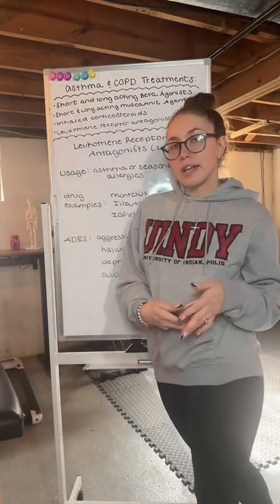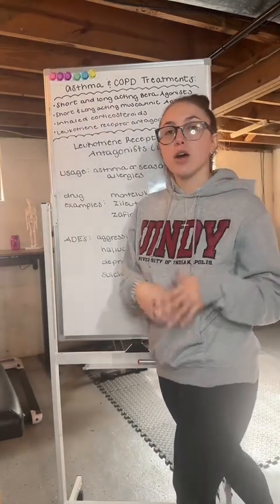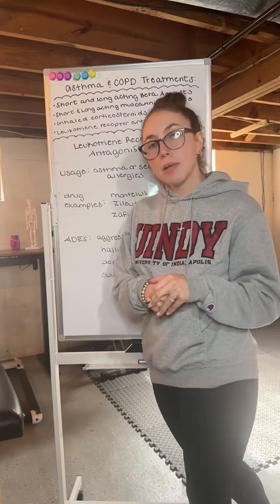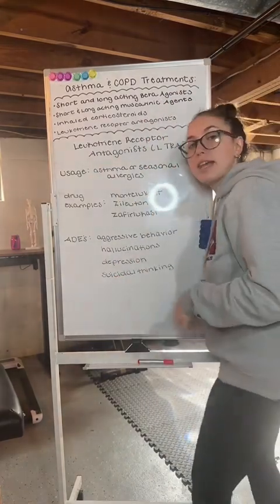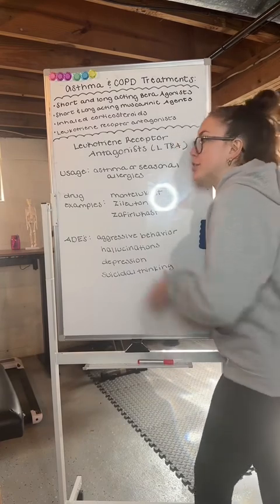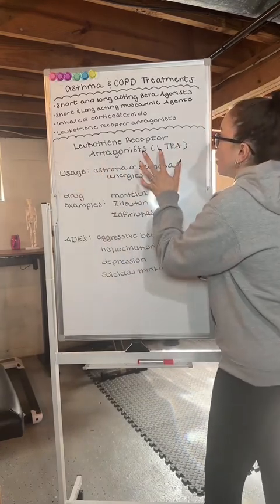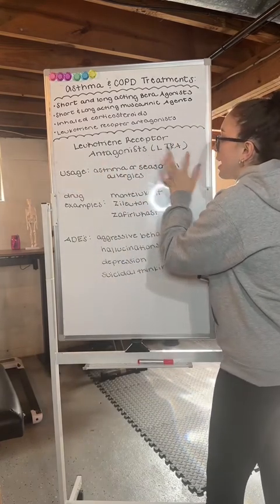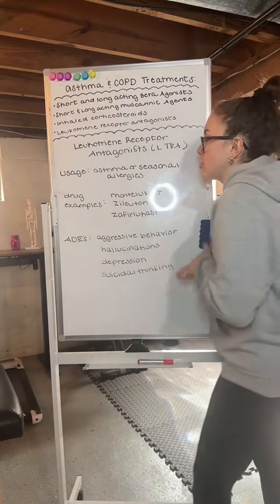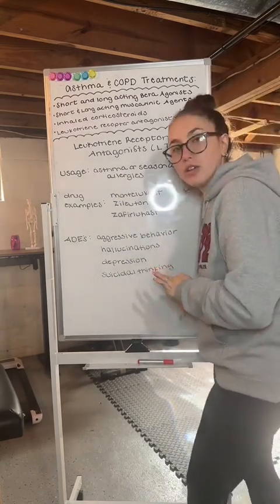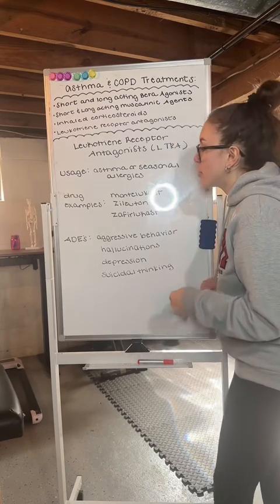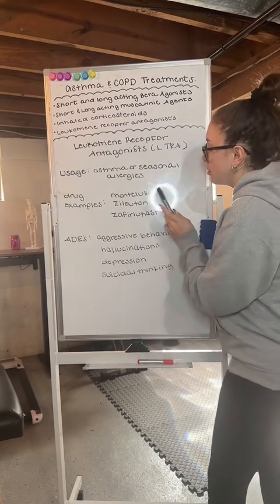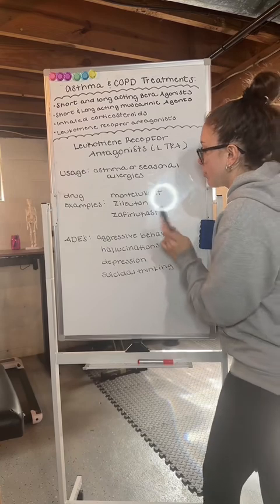The last drug class I'm going to talk about today in the overall treatment of asthma or COPD is leukotriene receptor antagonist. Once again, this does have a little abbreviation, so you don't have to say this long phrase. We have LTRA. Now, the usage of this drug is asthma or seasonal allergies, so we are not going to be using this drug for COPD. Some drug examples include montelukast, zileuton, and zafirlukast.